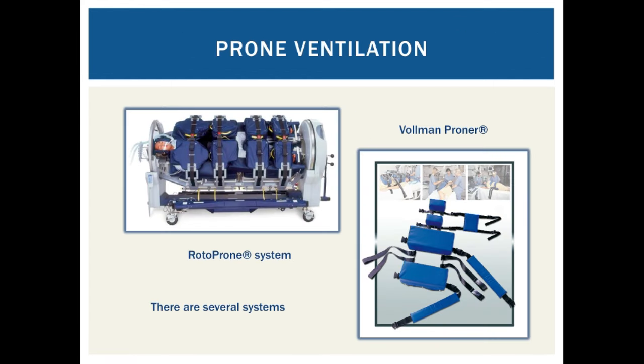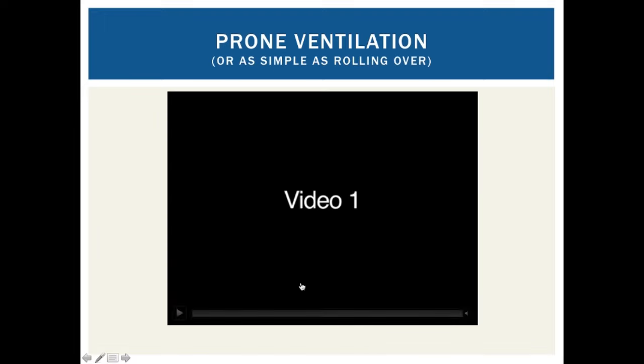Okay, so what are some more definitive therapies that you can do for someone who has severe refractory hypoxemia and ARDS? One is called prone ventilation. These are some of the more complicated systems here. There's a rotoprone system, this big padded bed that you can put them in and roll the bed upside down and tilt it, Trendelenburg and all this sort of stuff. There's a pillow system, this Vollman Prone system, where you can lay them on their stomach on these special pillows. Or, and I'm going to show you a video here.